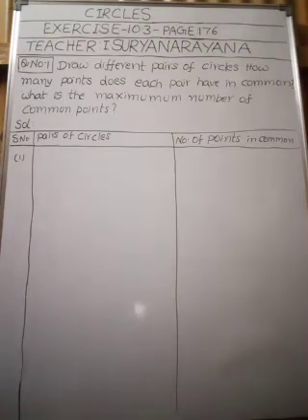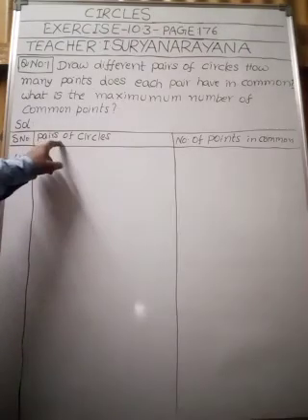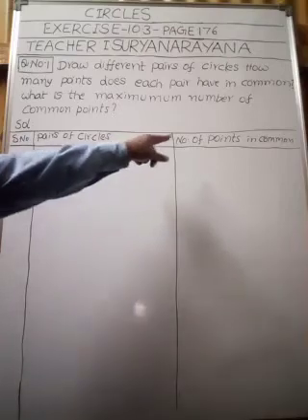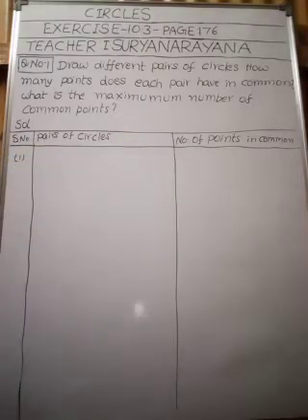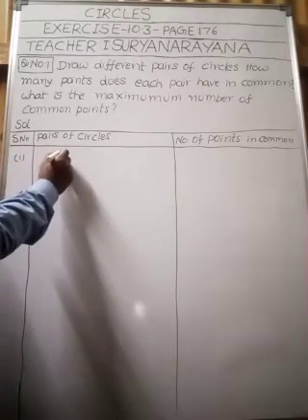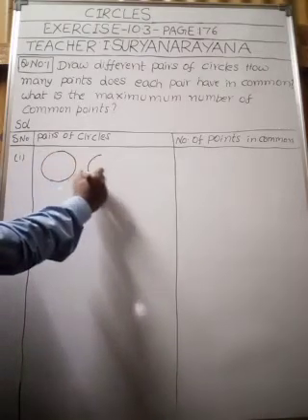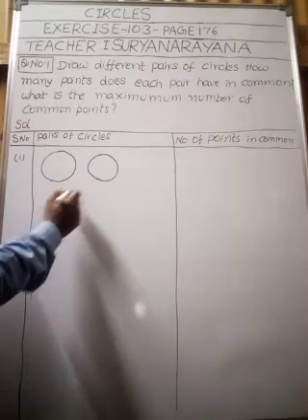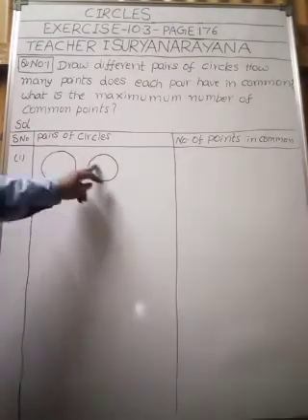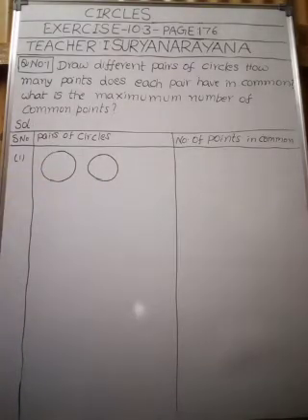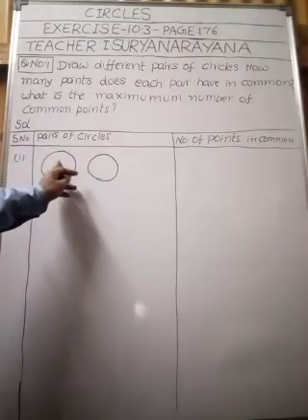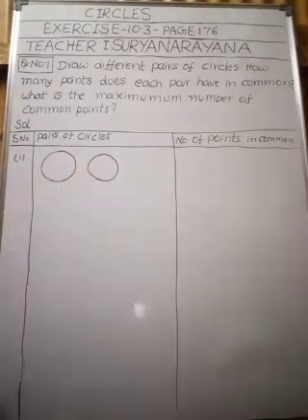Now I am preparing a table. I am showing the solution of this question in the form of a table. Here I am taking pairs of circles, and here I am writing the number of points in common. Okay, my children. See here. There are two pairs like this. Two circles, where one is outside the other circle.